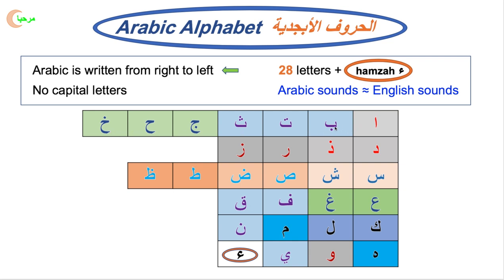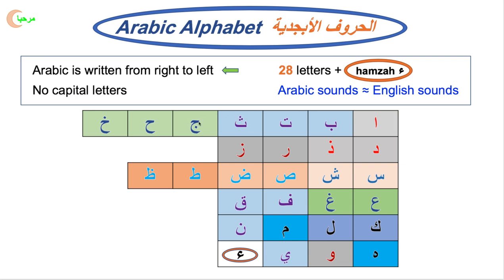Now, in this table, I grouped the letters by shape. So let's look at the first set of 3 letters. What's the common thing between these 3 letters? Right, shape. What's the difference between the 3? Dots. This one has 1 dot below. This one has 2 on top. And this one has 3 on top.